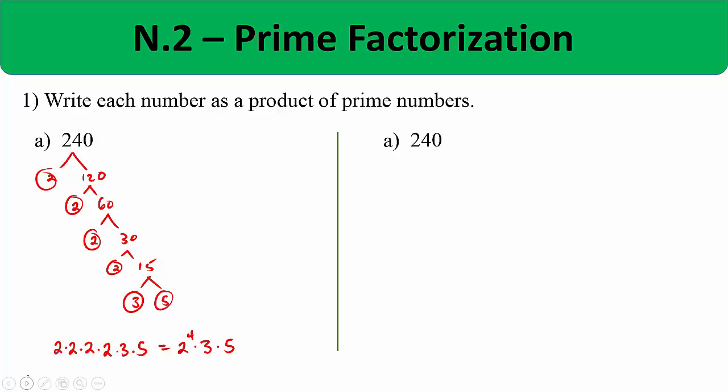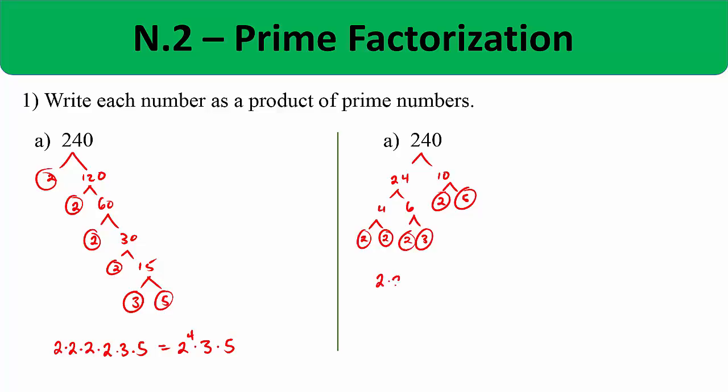So maybe you notice that 240 could also be written as 24 times 10, because it ends in a 0. And then 24 we know is 4 times 6. 4 we know is 2 times 2. Now we finally have some prime numbers here. 6 is 2 times 3, which are also prime numbers. And 10 is 2 times 5, which are both prime numbers. So here we have four 2's, a 3, and a 5, just in a different order.